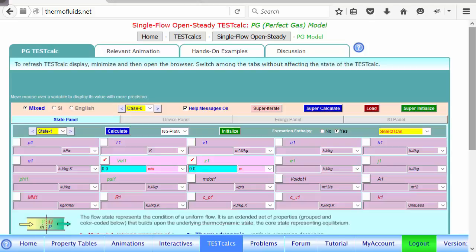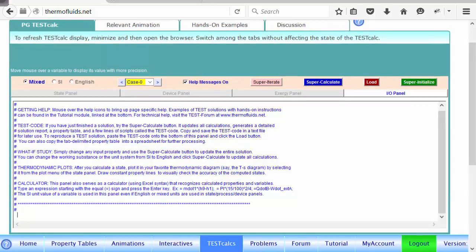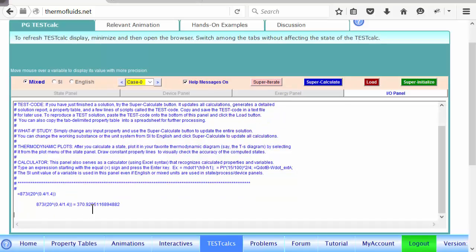Now I just wanted to show you how we can use this as a simple calculator. For that, we go to the I/O panel, and to evaluate the expression, we can just write, say, equal. So I'm writing this at the bottom of the screen here, equal. We want to evaluate, remember, 873 divided by 20 to the power 0.4 divided by 1.4, and I have another parenthesis, so it's 371 Kelvin.